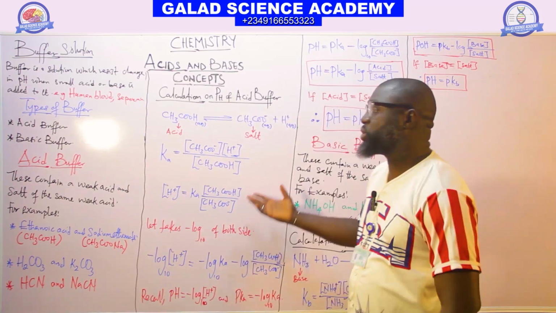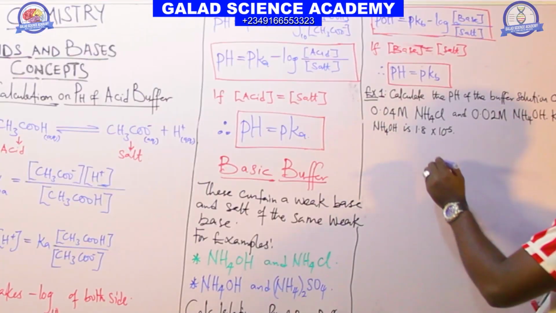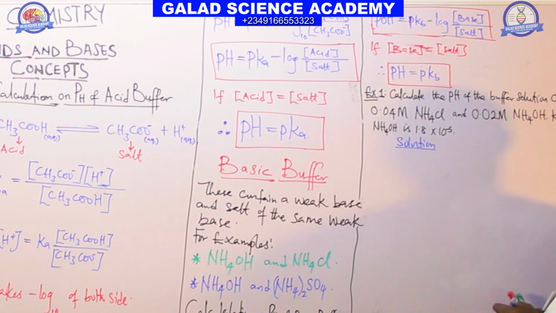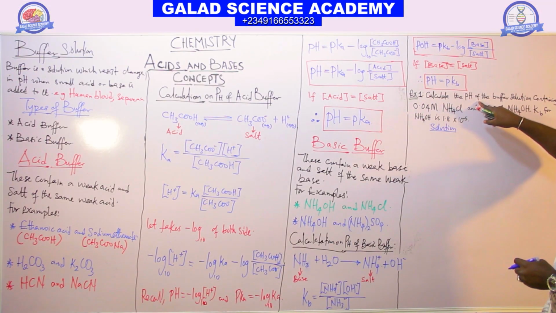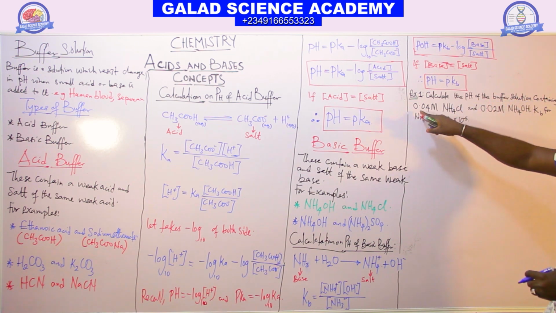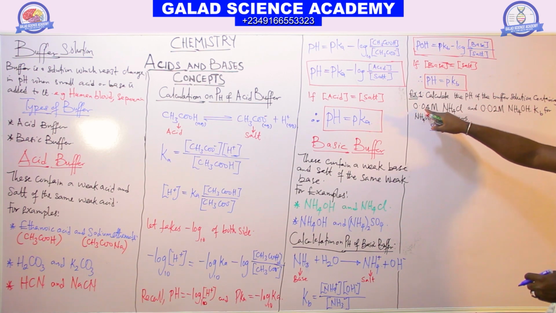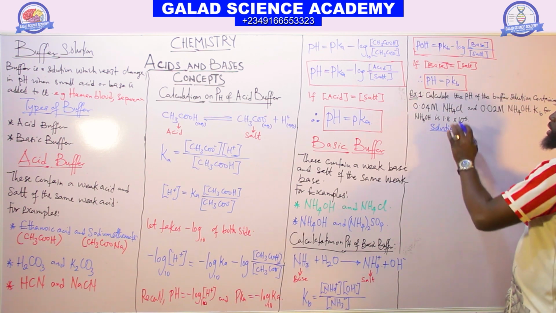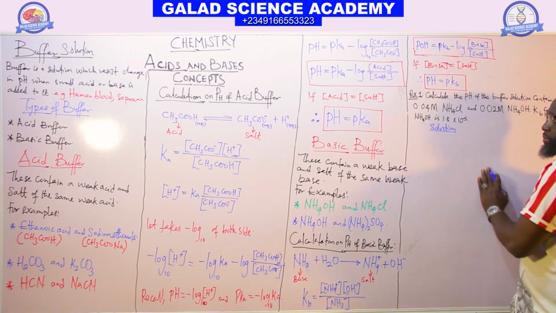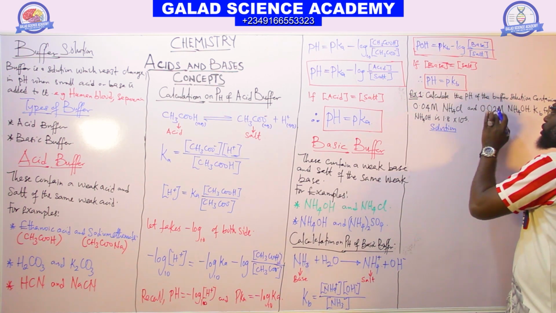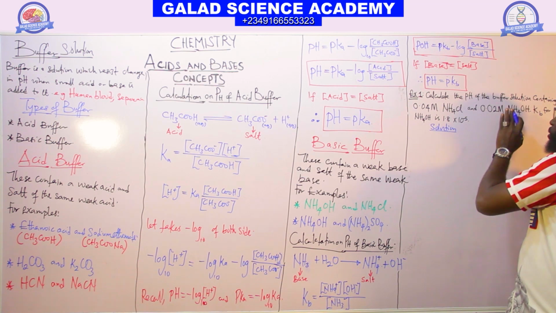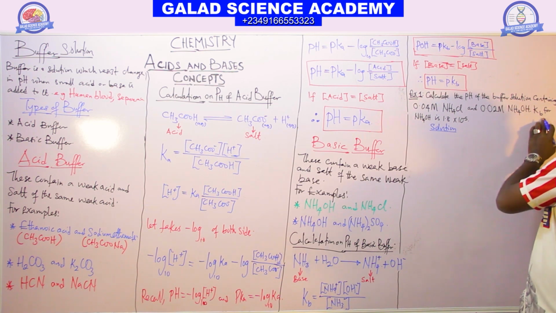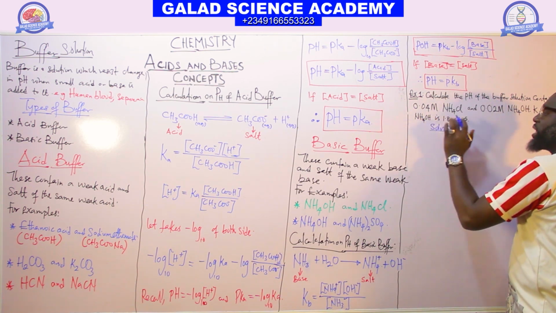But let us solve 2 or more questions on this, on how to use this formula, before we move to the next aspect. Look at this question. Calculate the pH of the buffer solution containing 0.04 molar ammonium chloride, and 0.02 molarity of ammonium hydroxide. And Kb of ammonium hydroxide is this.